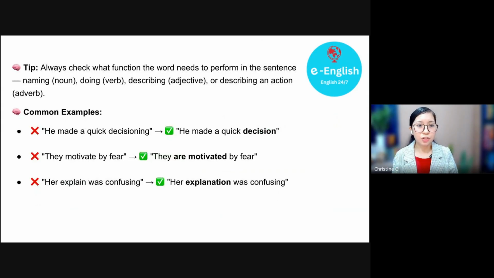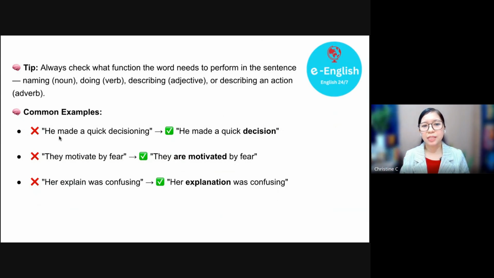Here's a tip. Always check what function the word needs to perform in the sentence. And I know sometimes it's confusing. It can be very confusing. I'll give you one more example later of how some words might make you think, should I use this word or the other? But in essence, you should be able to pinpoint if the word you need should be a naming word, or a doing word, or a describing word, or a word that modifies another verb, or an adjective or an adverb, right? So usually we use adverbs to say how or in what manner.